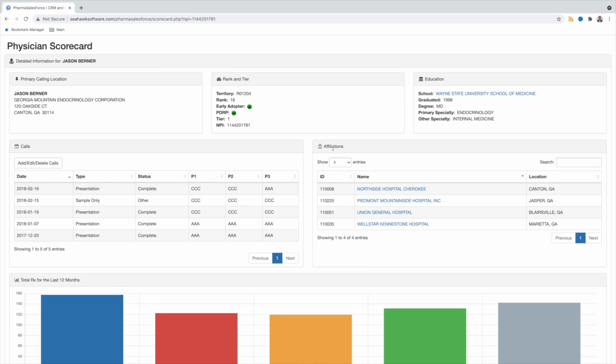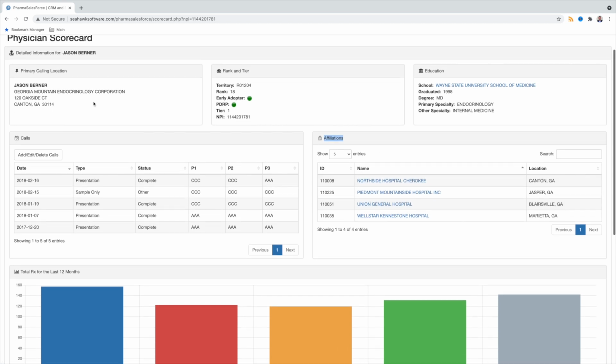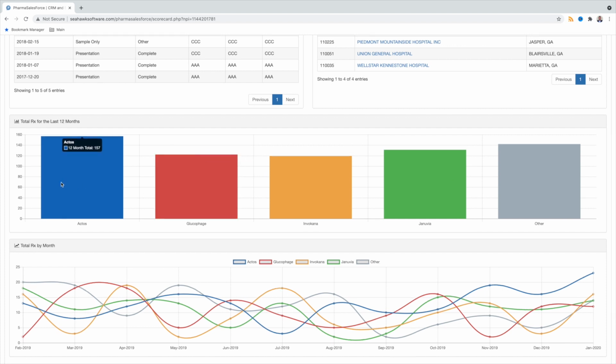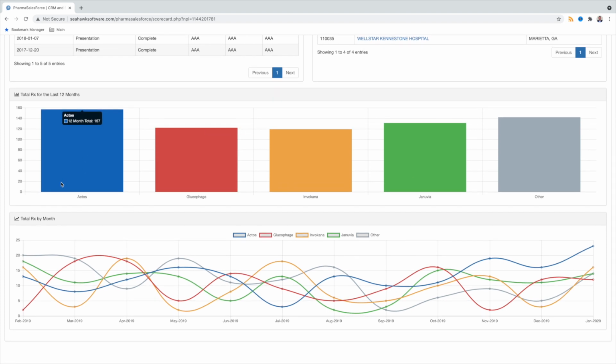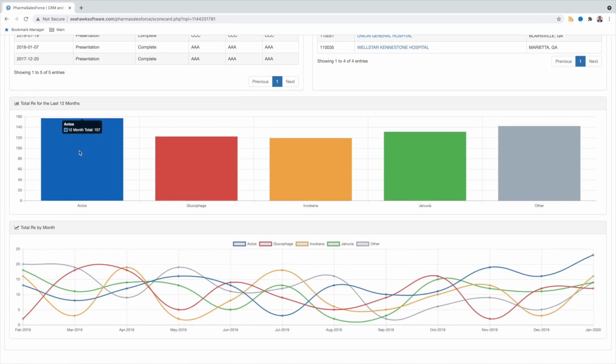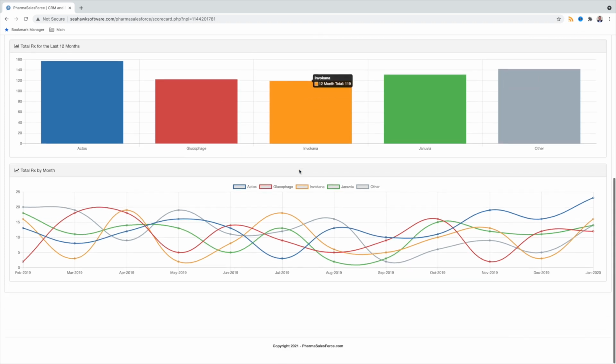Over here by affiliations, I have details about the individual places that this HCP practices medicine. Then more charts about the sales data and the writing habits of this specific doctor. So in the last 12 months, this doctor has written more Actos than anything else. He's written 157 scripts, and it looks like he's written 142 of other brands with Januvia and Glucophage and Invokana close behind. And this is the overall RX by month over month.